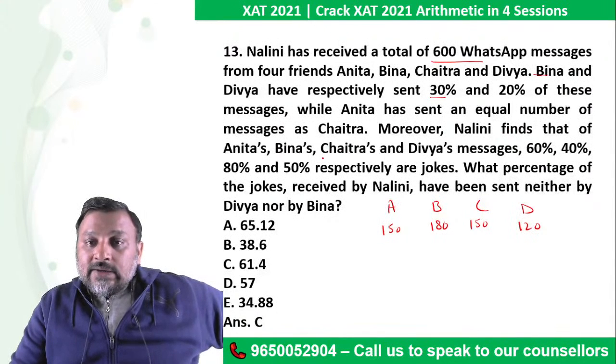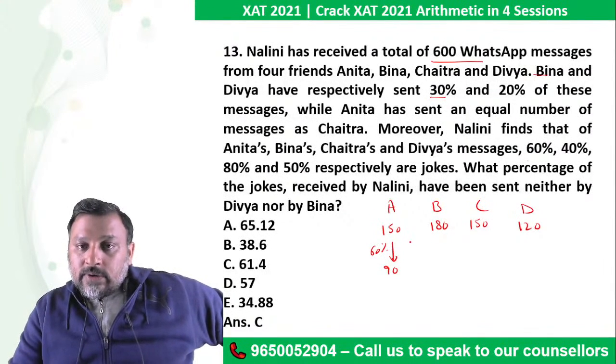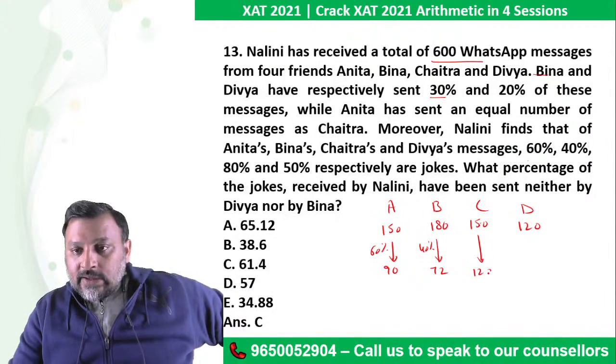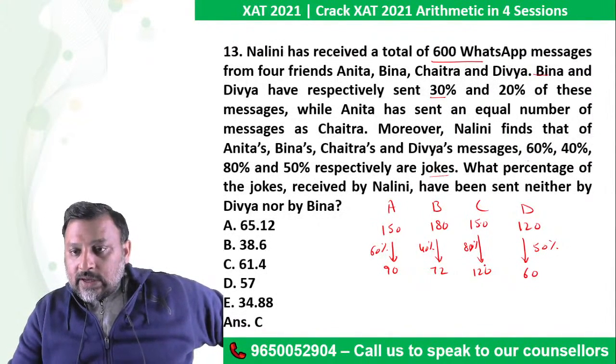Nalini finds that Anita's 60% messages, so 60% of this, which is 90, and 40% of Beena, so 40% of this value, which is 72. Then 80% of Chaitra, which is 120, 80%, and 50% of Divya, which is 60. These are jokes. So these many are jokes.